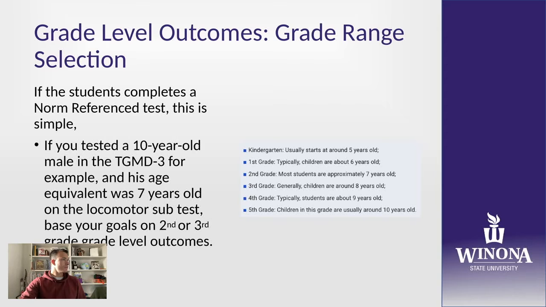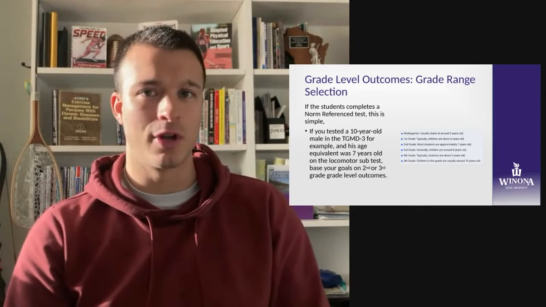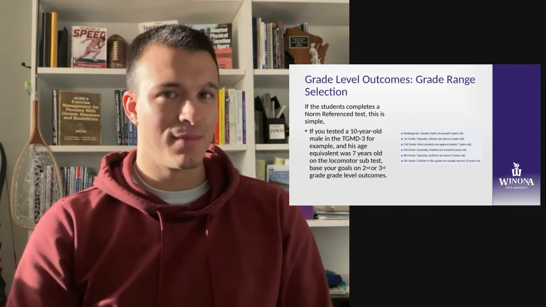Now, grade level outcomes, grade range selection. This is how I go about doing it. This has worked really well for me when I was actually a teacher. So some people might teach it differently, but this is how I teach my students to do it at Winona State University. If the students completed a norm reference test, this is very simple.